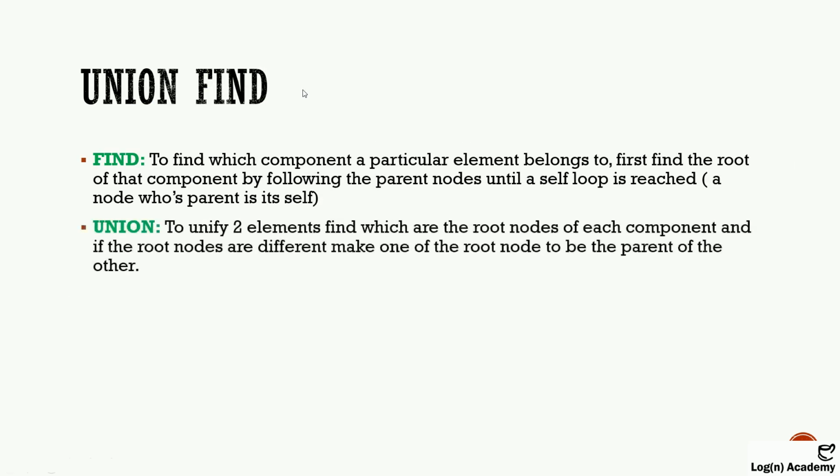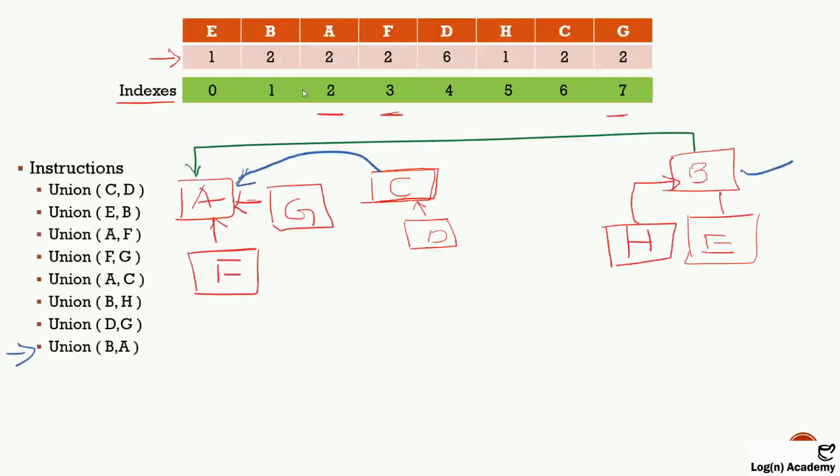Okay, the next point is union. To unify two elements, find the root nodes of each element's component, and if the root nodes are different, make one of the root nodes the parent of the other. We did the same here, as you can see, for B: we referred B to A. In the same way, C is also referring to the root node of an element.